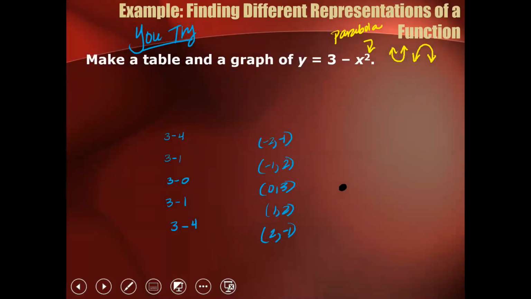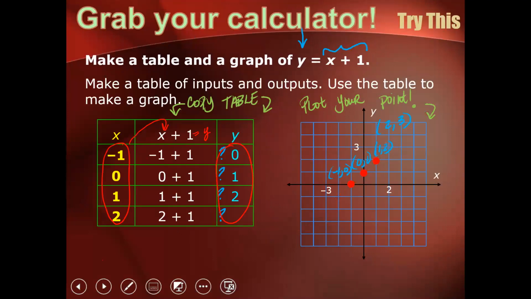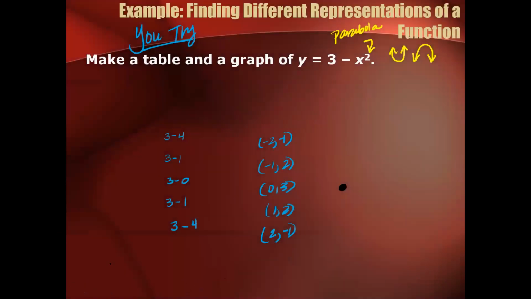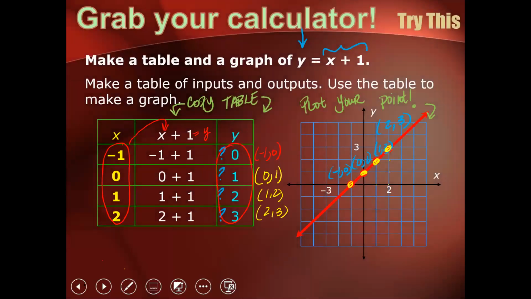Your first ordered pair is negative 1, 0. So on negative 1, here's my dot. Second one is 0, 1. So at 0, I go up 1. 1, comma 2. So at 1, I go up 2. 2, 3. So at 2, go 1, 2, 3. Those are four dots. Connect the dots, and then you have this line right here. And is this a function? Yes, it is a function because none of the x values repeat.